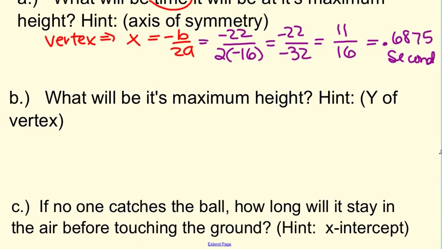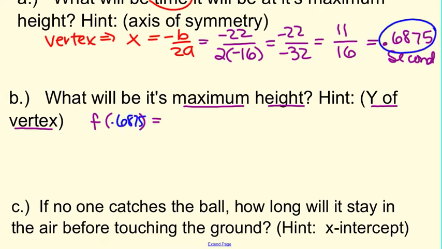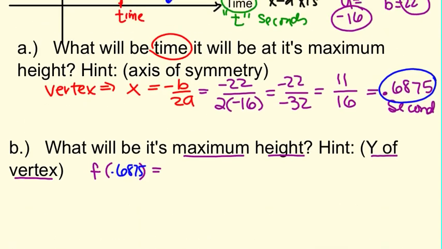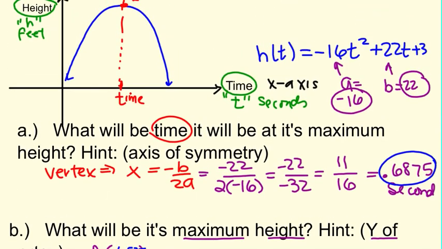The second part of the question is, what will be its maximum height? Hint, it's the y of the vertex. So if you remember, to find the y of the vertex, you evaluate the function. So the function that we're evaluating is at 0.6875. And now we're subbing it in to this function right up here in the blue.